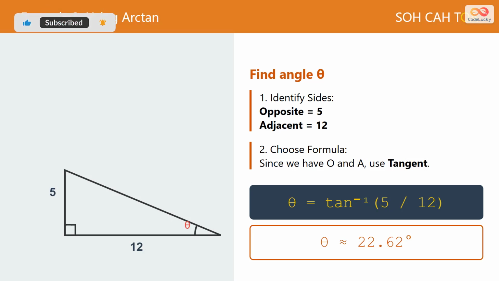Finally, consider this triangle. We know the opposite side is 5 and the adjacent side is 12. Opposite and adjacent uses tangent. We write theta equals inverse tangent of 5 divided by 12. The result is approximately 22.62 degrees.